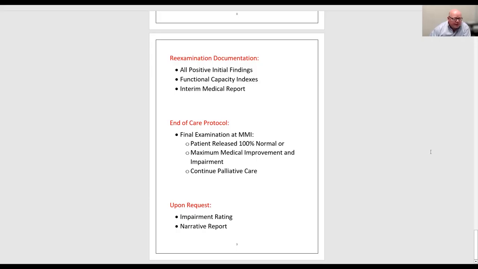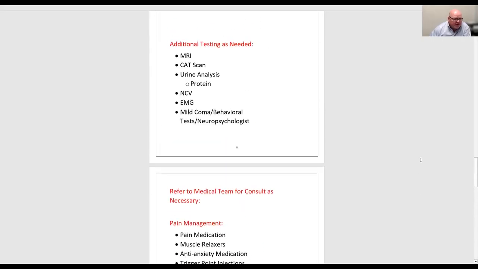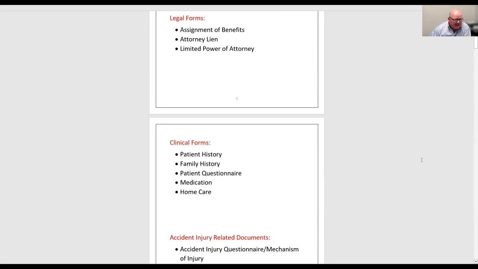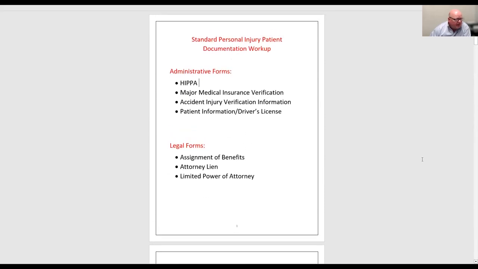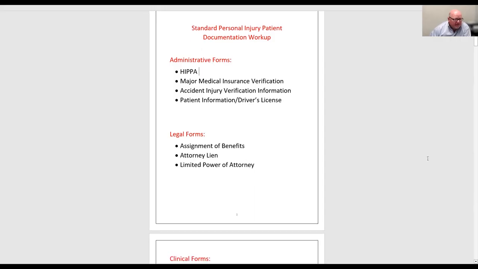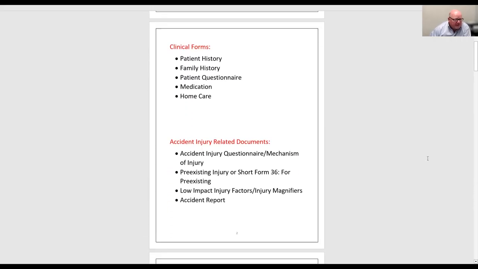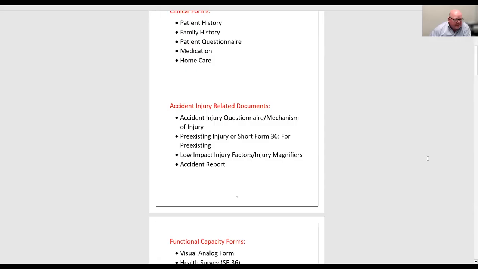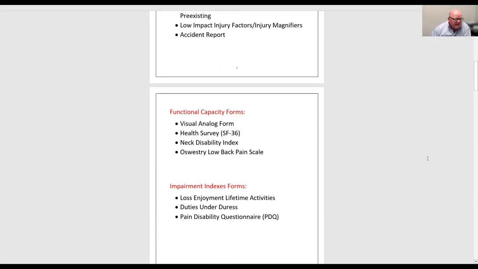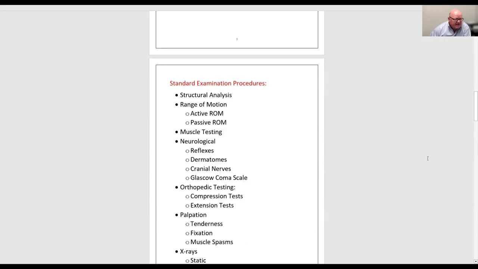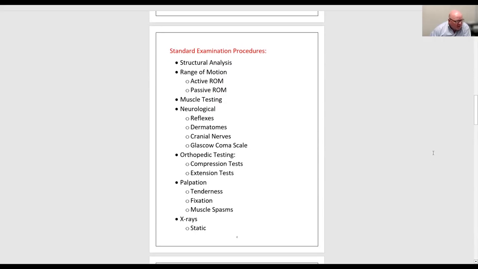So this is just a real quick summary. And of course, we go into the detail of all of these categories, but this is a real quick summary from administrative. Remember, this is the low impact soft tissue spinal injury, so we can narrow it down like this a lot more. So we got the administrative forms, we got the legal forms, the clinical forms, accident-related documents, functional capacity forms, impairment indexes. And of course, we go over how to do all of these things individually.